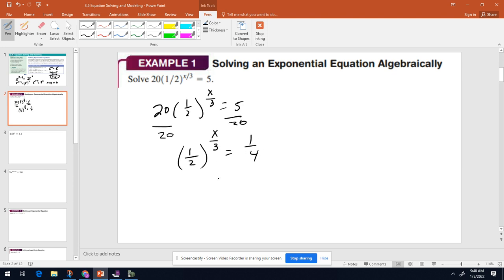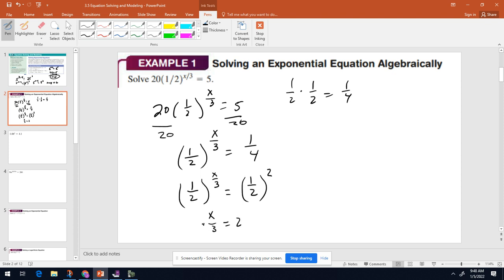Well, right here, I can see that these are not the same base. But I can rewrite 1 over 4 as 1/2 squared, right? 1/2 times 1/2 is equal to 1 over 4. So these are equivalent statements. Now, because these are the same base, I have x over 3 is equal to 2. Multiply both sides by 3, and you get x is equal to 6. Okay? That's when you have the same base or can create the same base.